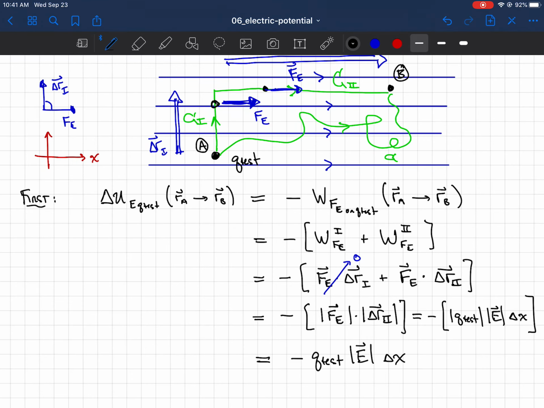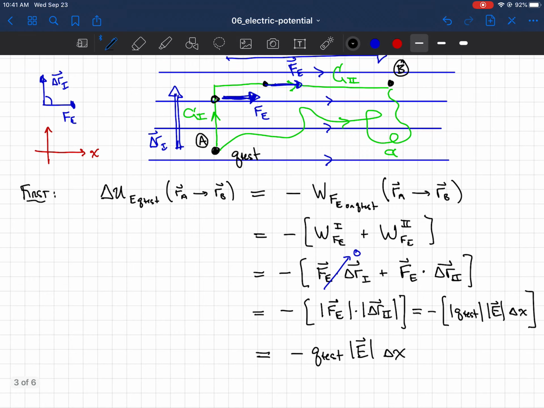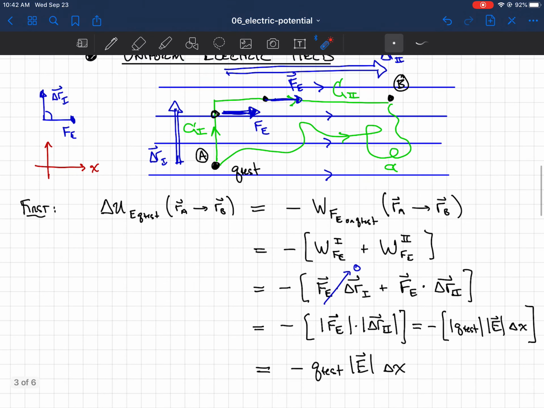delta x. Meaning, if I have a delta x which is positive, I go in the direction of the electric field, then I get a negative value for the potential energy difference. And if I have a delta x which is negative, meaning if I go opposite to the field lines, then I'll have a positive potential energy difference. And that should make sense based on our ideas about work.